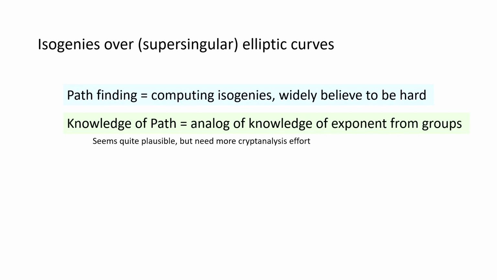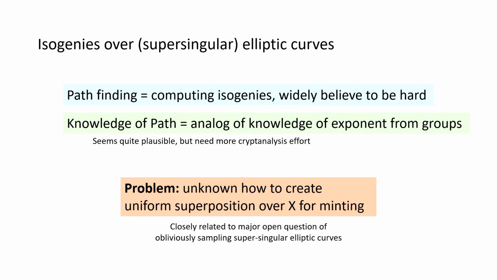The knowledge of path is a new assumption, but it's analogous to the knowledge of exponent assumption in groups, which is a very popular assumption, and it's plausible, but needs more cryptanalysis. And mixing follows from widely believed conjectures in number theory. And the problem that's missing here is that it's unknown how to create uniform superpositions over these curves, and it's related to the major open problem of obliviously sampling supersingular elliptic curves.